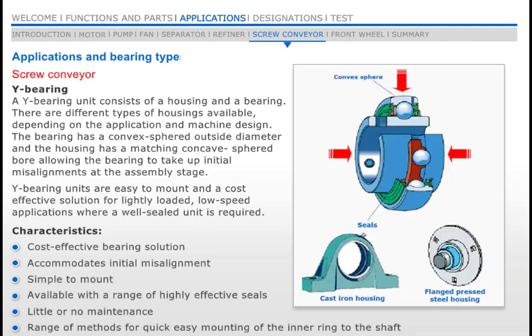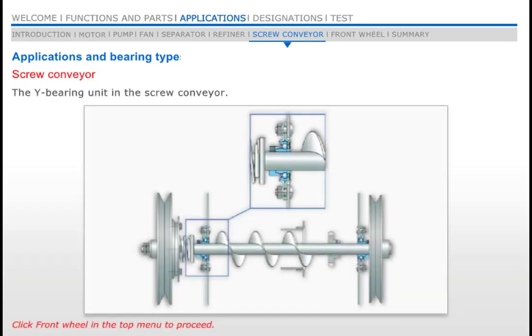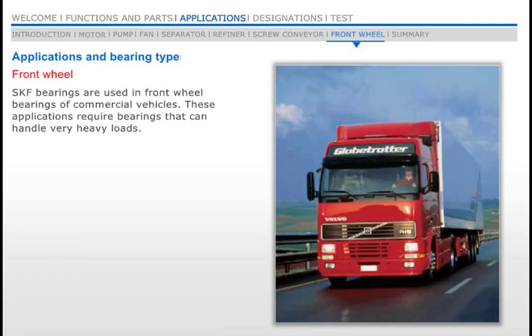A Y-bearing unit consists of 2 parts, a housing and a bearing. The bearing is based on the deep groove ball bearing and can carry light radial and axial loads. It has a convex sphered outside diameter, which allows the bearing to take up misalignment between the shaft and housing at the assembly stage. They are available with a wide range of highly effective integral seals and a range of different methods for easy mounting to the shaft. This is what the Y-bearing unit looks like in the screw conveyor.